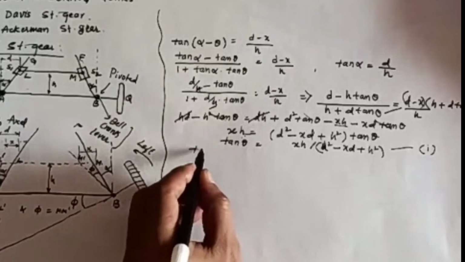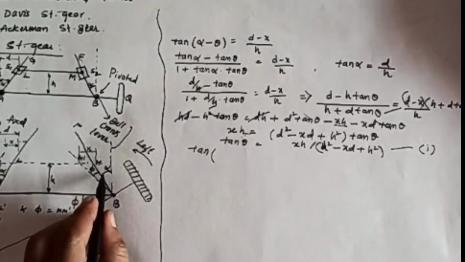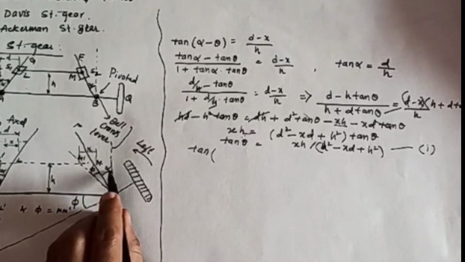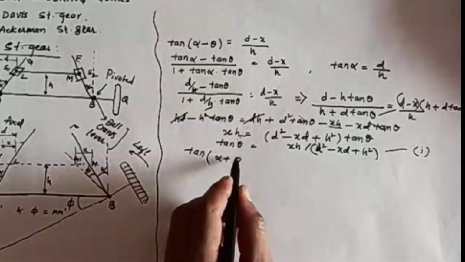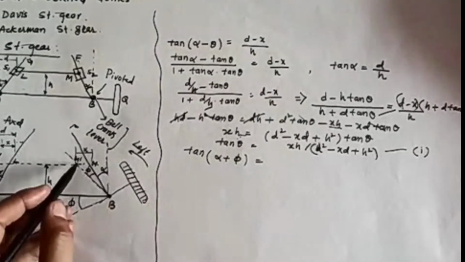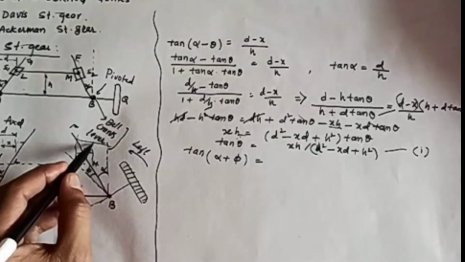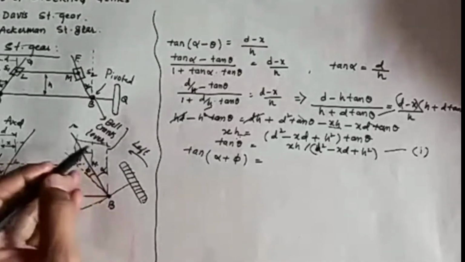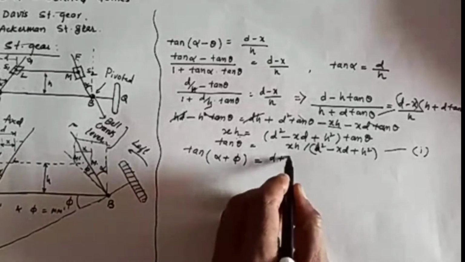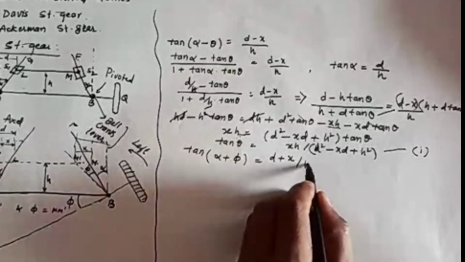So again, we'll apply the same tan, and here for the outer wheel, the angle will be alpha plus phi. So what is the total distance here? Earlier it was d plus x, now here d minus x, so here it will be d plus x, d plus x by the distance h.